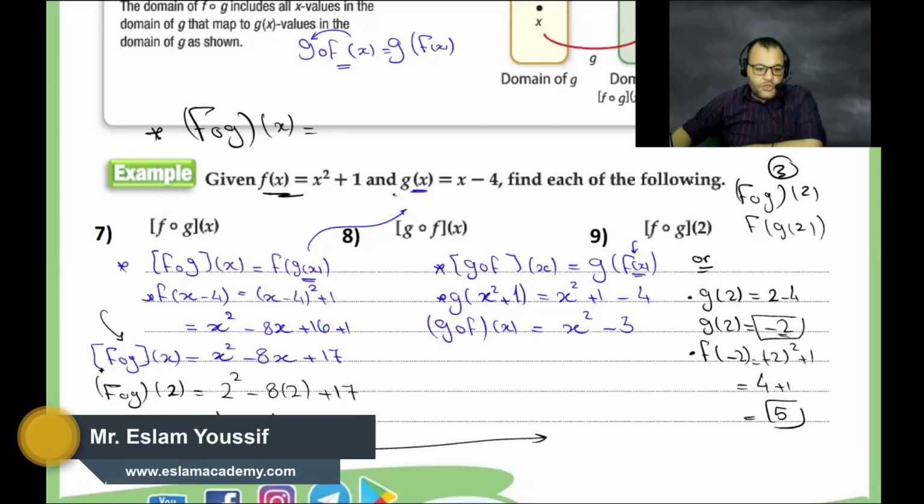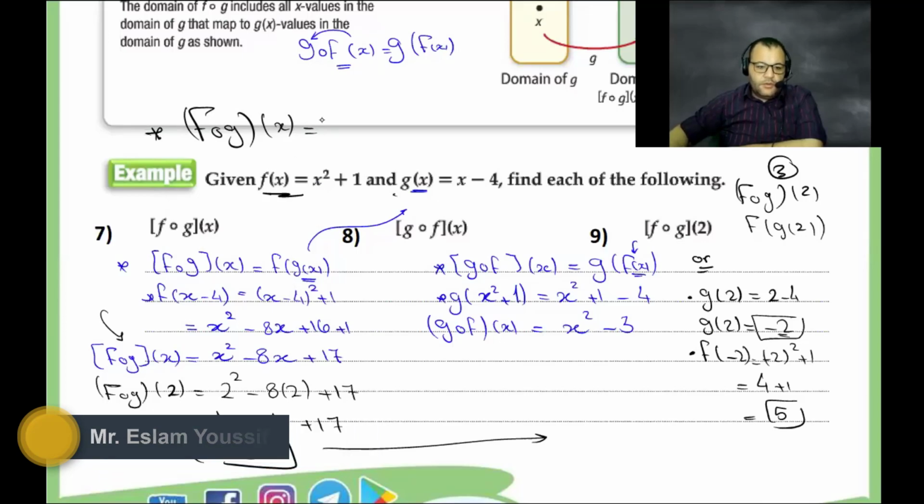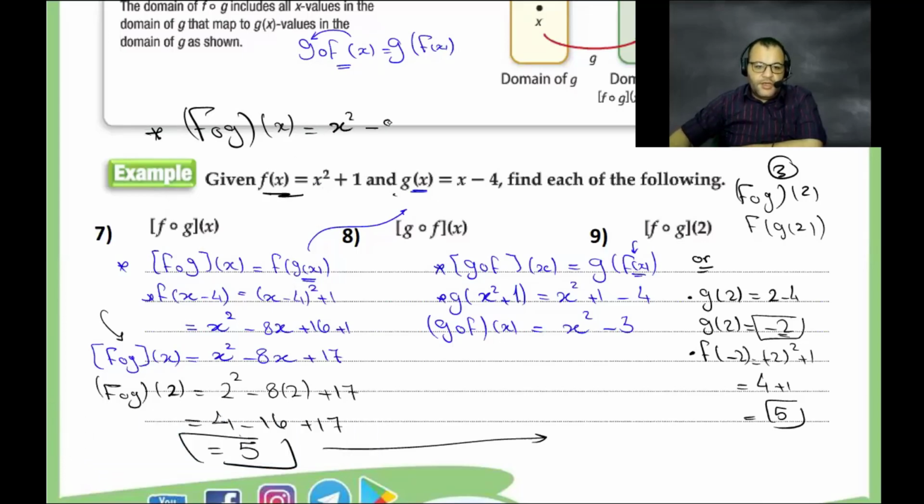We said f composite g. Can you see this one? Yes. So it will be x squared minus 8x plus 17. Is that right? Yeah. So when I say f composite g of 2, that means just replace x for this function with 2. When I need g composite f of 2, how can we solve it? g of f. For this function, I will replace x. You understand this? So it will be 2 to the power 2 minus 3, which equals 1.